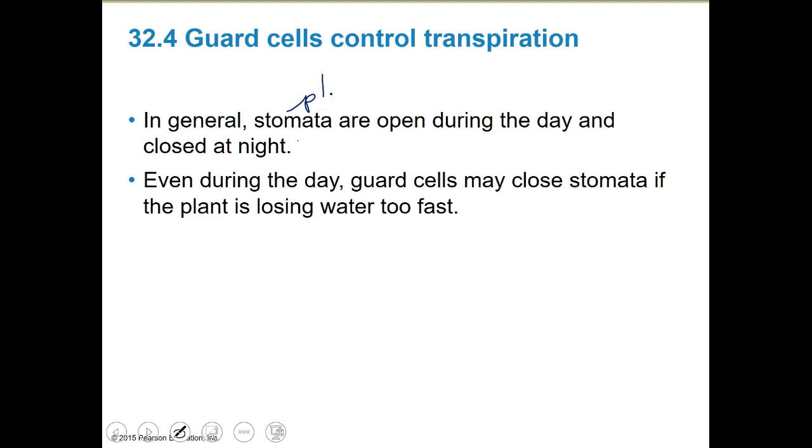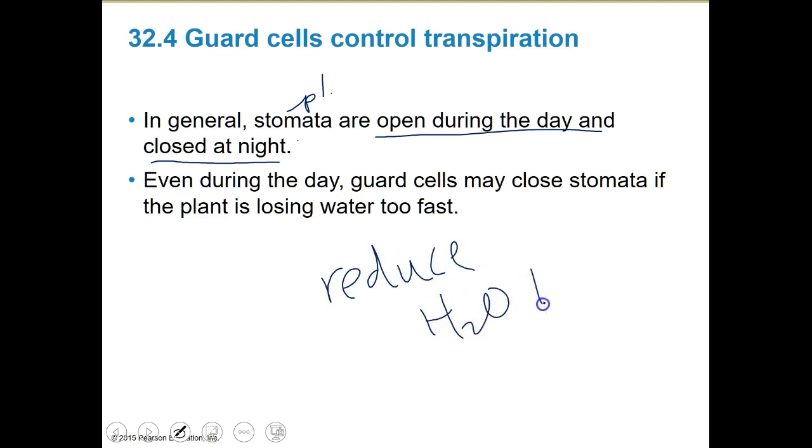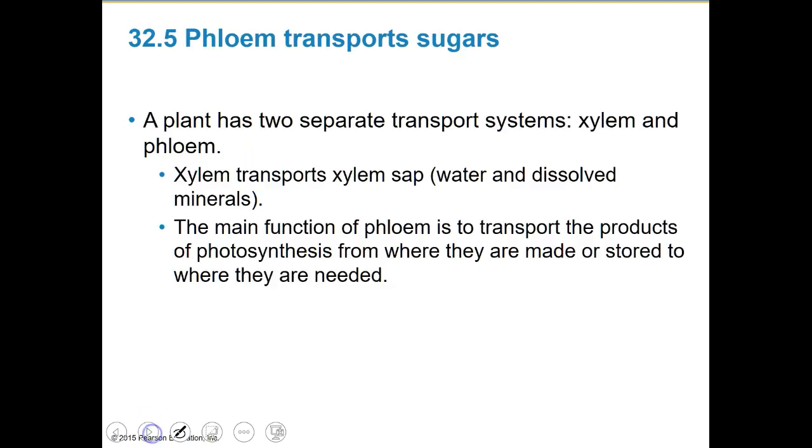So stomata are open during the day and closed at night. But even during the day, guard cells may close stomata if the plant is losing water too fast. So the whole point of guard cells is to reduce water loss. Okay? Because we want to keep water there as much as possible.